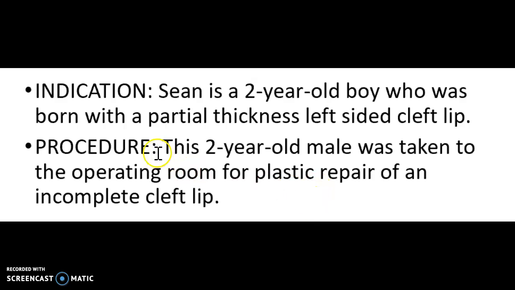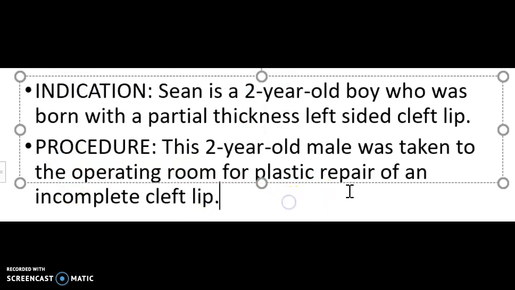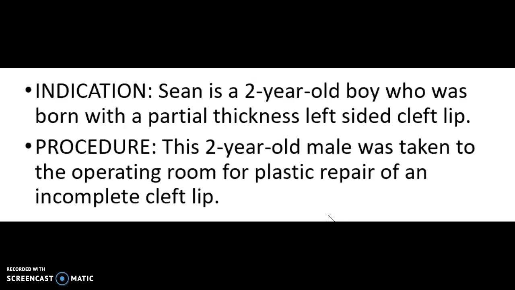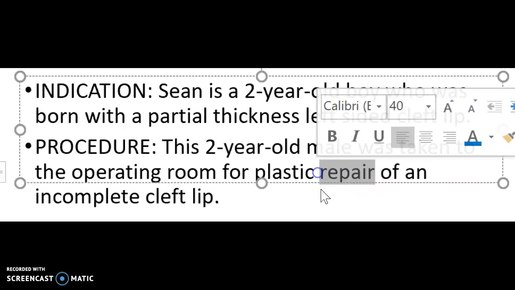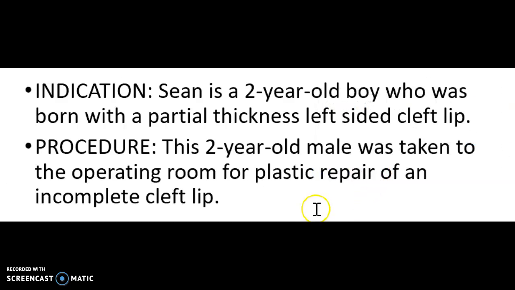Remember, you're doing the procedure coding, so you have to think of doing. What did the doctor do? Plastic repair. So your main term is going to be repair, right? And under that, you will find plastic or incomplete cleft lip. It's just a process that you have to search and find and learn from it.